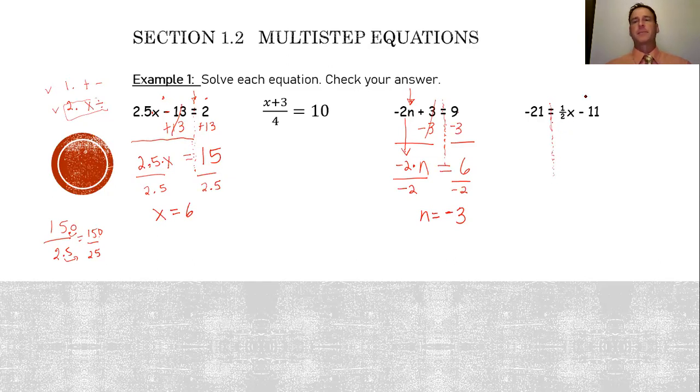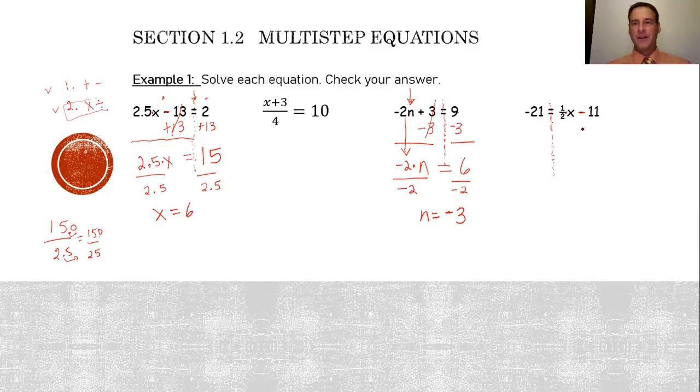All right, I'm gonna ask myself what's with the x. Well, it looks like a 1/2 times. Then I have this subtract 11. Okay, so what am I gonna do first? Well, I'm either gonna do the addition or subtraction. So if it says subtract 11, I gotta do the opposite.